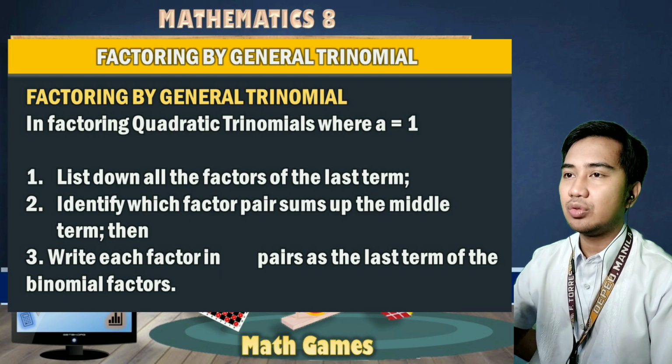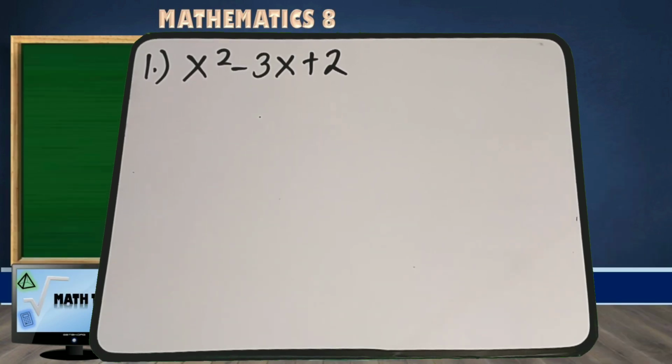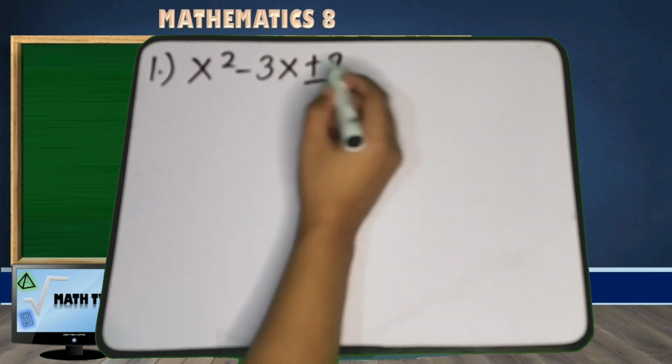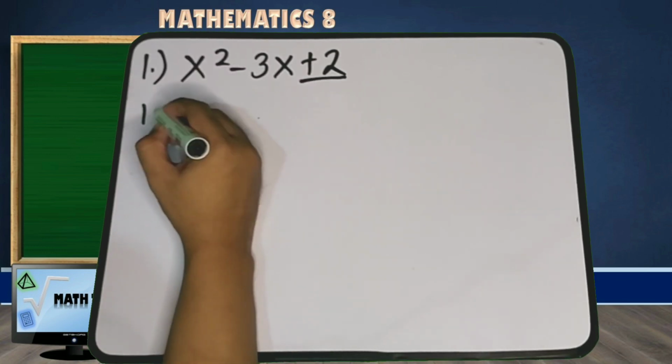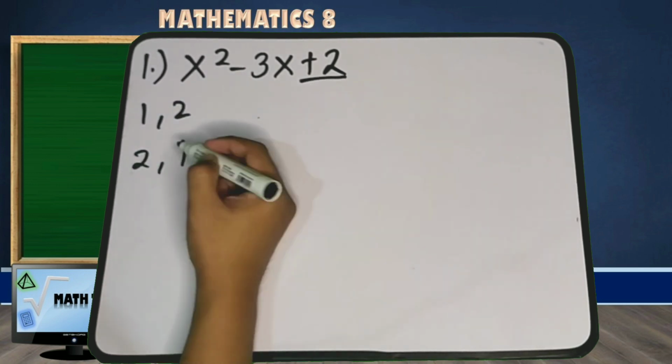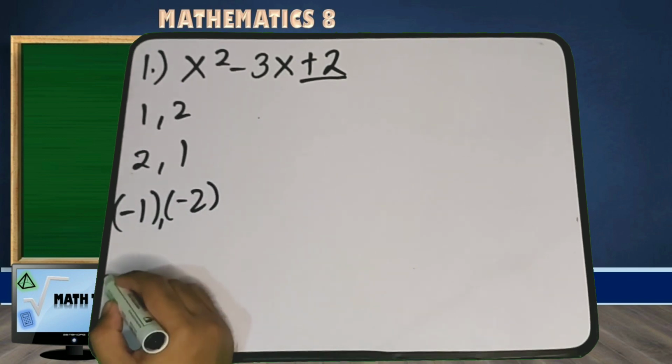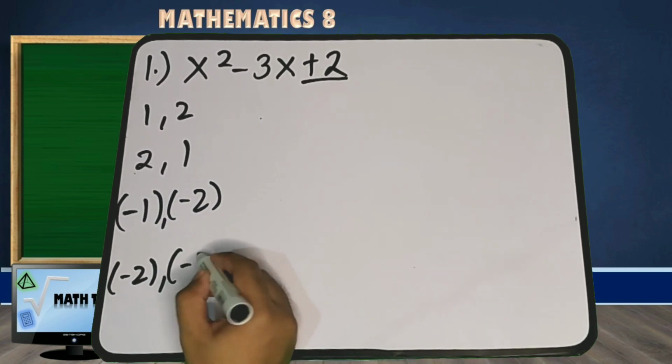Let's factor this using general trinomial. Number 1, x squared minus 3x plus 2. This is a trinomial but not a perfect square trinomial, because the last term is not a perfect square. To factor this, list down all the factors of the last term. The last term here is 2. The factors of 2 are 1 and 2, 2 and 1, negative 1 times negative 2, and negative 2 times negative 1.